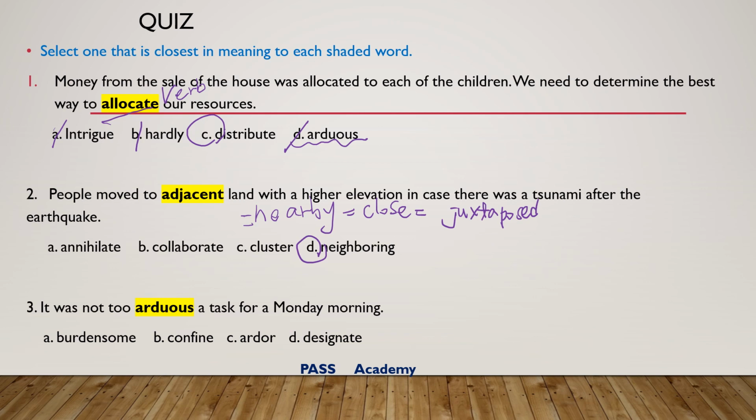It was not too arduous task for a Monday morning. So the synonym of arduous could be hard to do something. So the answer could be burdensome. Confine is the verb of restriction. Ardor is a different meaning, even though it looks similar. Designate is the synonym of allocate.